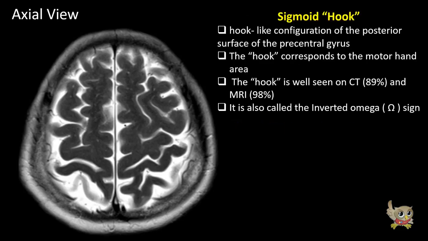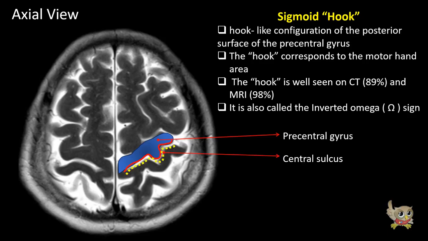Number 1. Look for the sigmoid or hook sign. It is also called the inverted omega sign. It is actually the posterior surface of the precentral gyrus. Once you identify this area, the sulcus after it is the central sulcus.